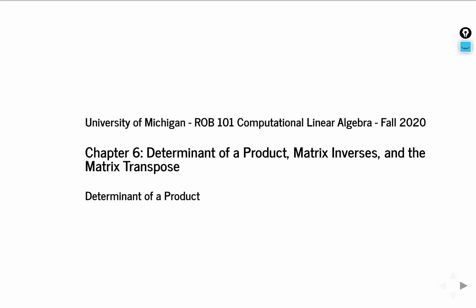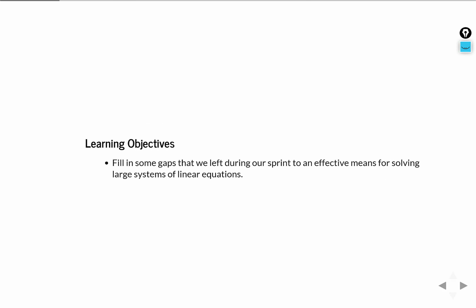Chapter 6. Determinant of a product. The learning objectives of this chapter are to fill some gaps that we left while covering previous topics.